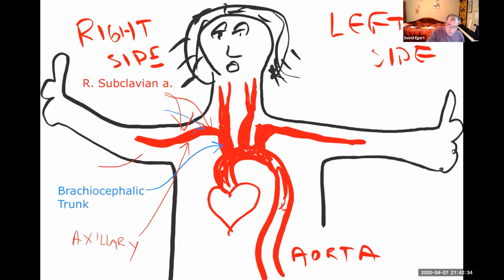Once it gets to your arm, what's it going to be called? What are we going to call a major artery going into your arm? Brachial artery. Exactly. This is going to be my brachial artery.